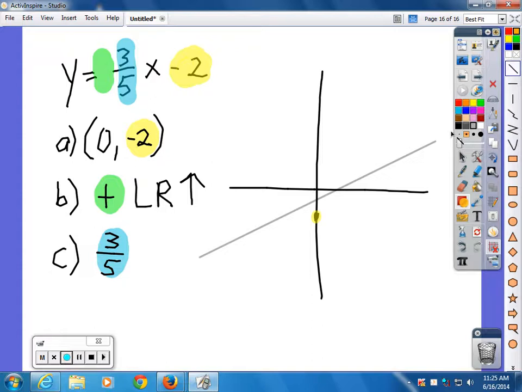And how do you know? Well, which way do you read? Left to right. Wait, sorry. This is the wrong one.